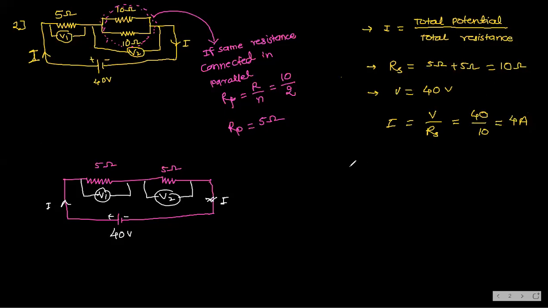V1 is equal to I into R1, which is 4 into 5, equal to 20. V2 is equal to I into R2, which is 4 into 5, equal to 20. Therefore, V1 is 20 volts and V2 is 20 volts. Current is 4 ampere, total resistance is 10 ohm, and total potential is 40 volts. Same resistors, so you get the same value. Okay, understand?